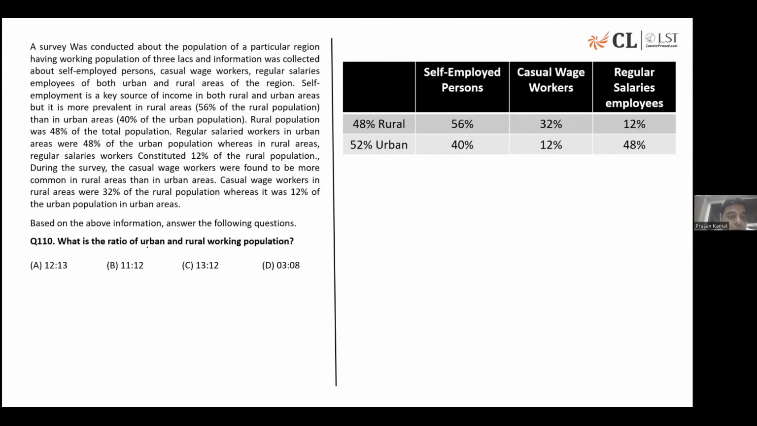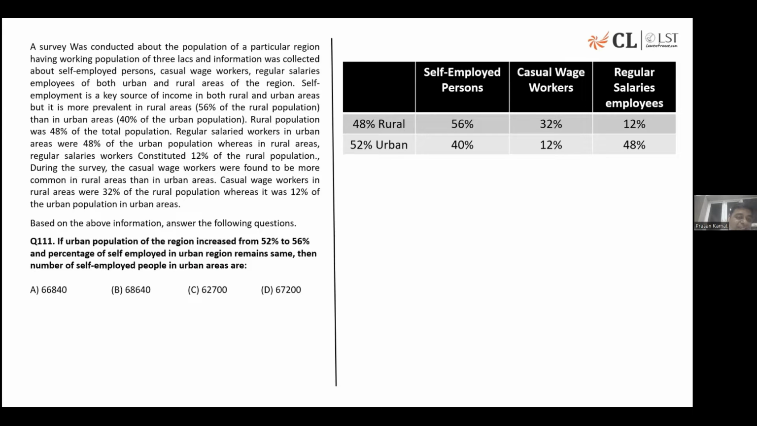What is the ratio of the urban and rural working population? Now, guys, this was straight away given to us. The urban population is 52% of the total, and the rural population is 48% of the total. So the total anyway is immaterial here. Answer should have been 13 upon 12. So that's option number C. This was probably the easiest question. Very surprising that they gave you something as basic as this.